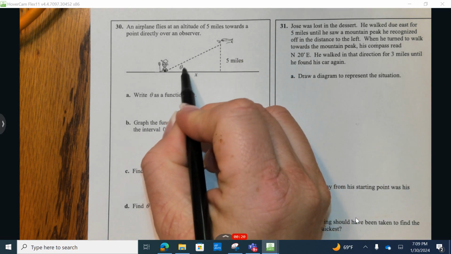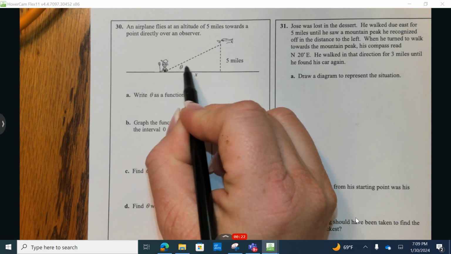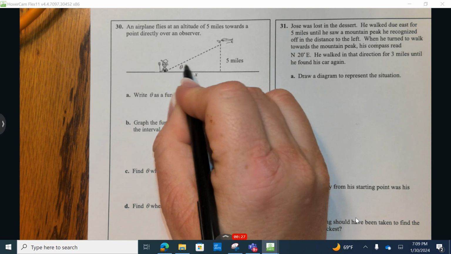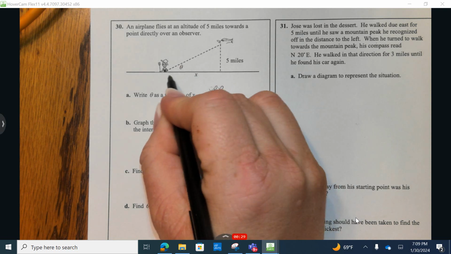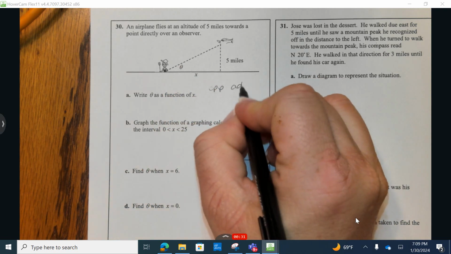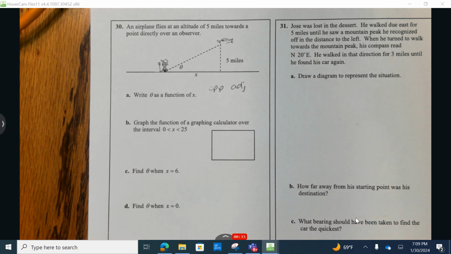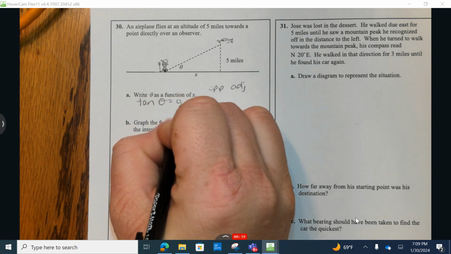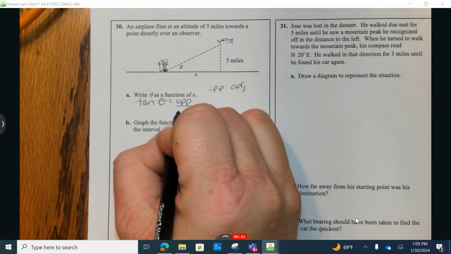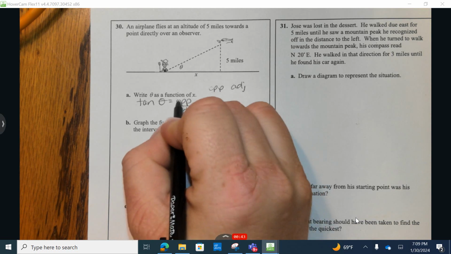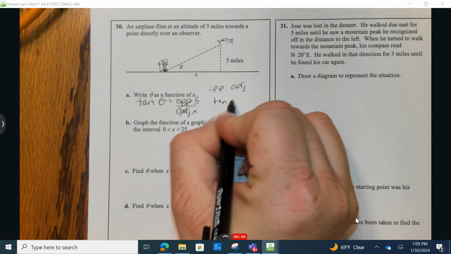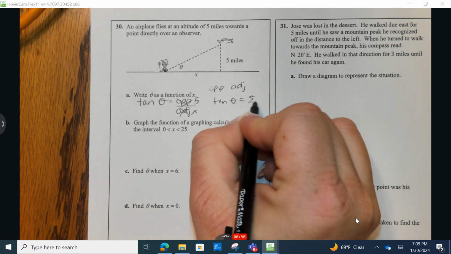So in relation to this angle, we know an opposite side. So I have an opposite side, and I'm trying to achieve a distance eventually of an adjacent side. So which one of the primary trig functions involves opposite and adjacent? That would be tangent. So the tangent of this angle is opposite over adjacent, which means for this problem it's 5 over x. So tangent of theta equals 5 over x.